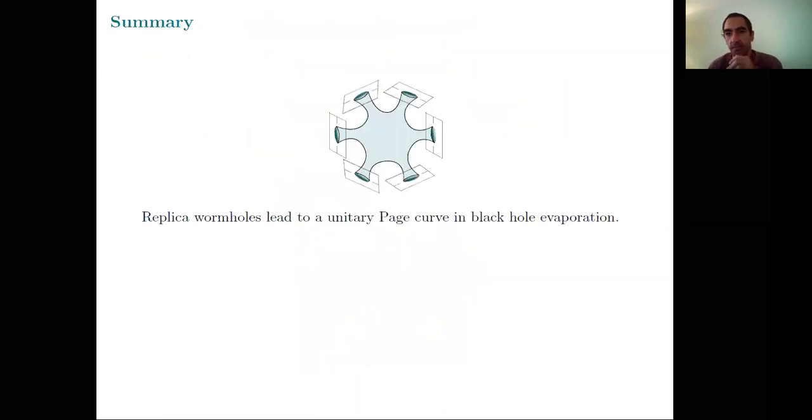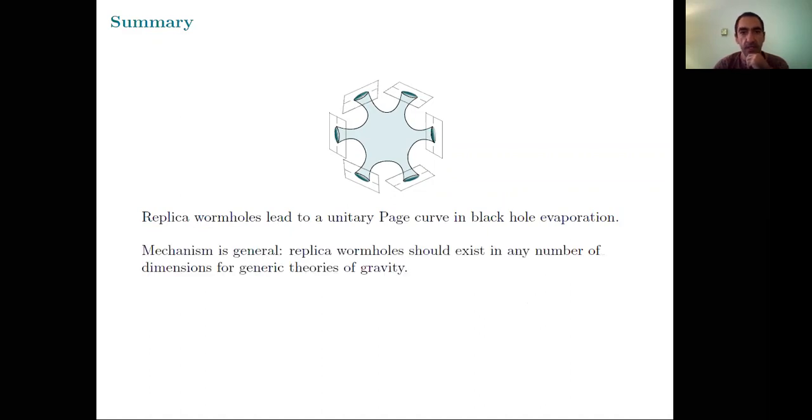Okay, I'll summarize and then I'll take questions. So the backdrop in my mind for these sorts of questions is the replica wormhole perspective, which gives you a derivation of things like the island rule. And it leads to a unitary Page curve in black hole evaporation. As we talked about, it's almost too good. It can give you unitary Page curves in these situations where the black hole seems to radiate to negative infinite mass. At least the island formula does. It's unclear if you can derive it from a replica wormhole point of view, but that's an interesting thing to explore.